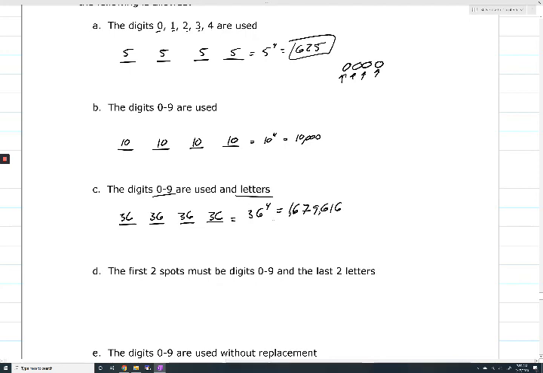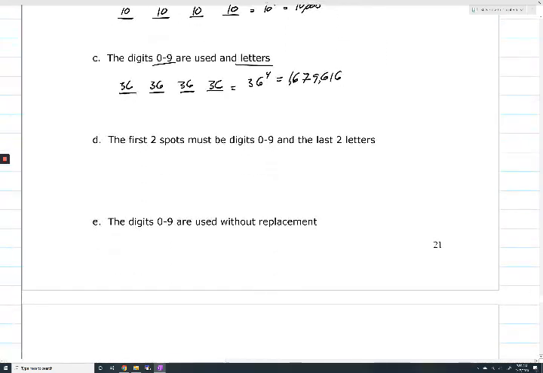Which again greatly increases the number of IDs we can make. First 2 spots are numbers, last 2 spots are letters. Again, start off with our 4 placeholders. Those 2 are numbers, those 2 are letters. 10 squared times 26 squared. $76,600.